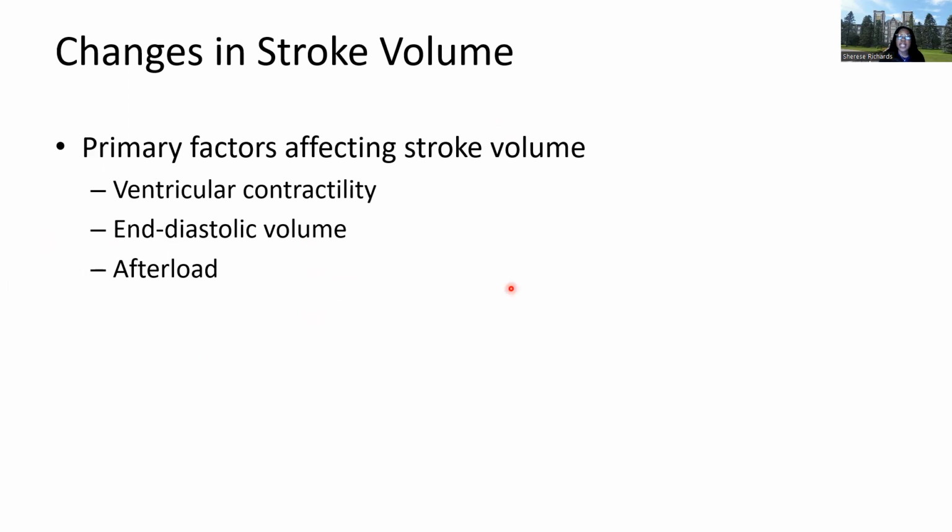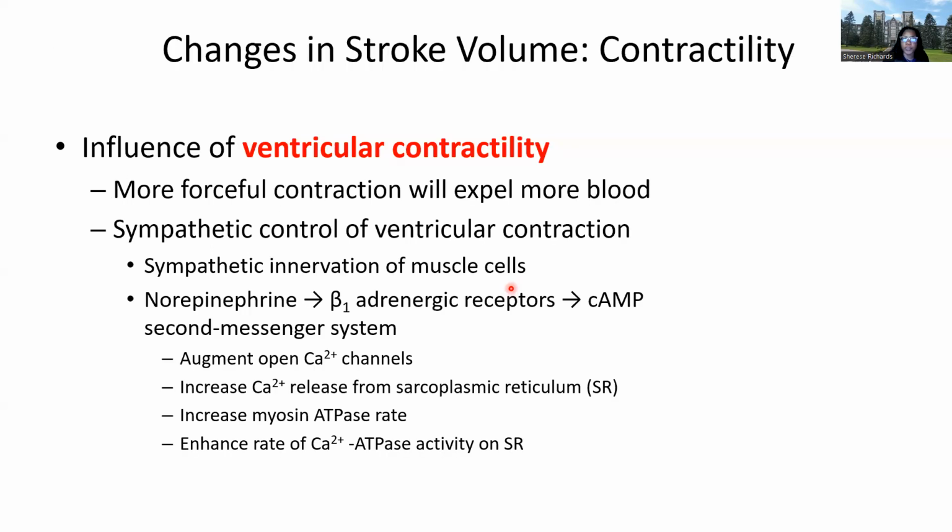The last factor is the afterload. And afterload is basically how much pressure exists in the systemic circulation, in the systemic vasculature, against which the stroke volume has to compete, right? Afterload is basically how much pressure exists in our systemic vasculature. And so that is going to play a part in the stroke volume because the stroke volume has to work against any peripheral resistance that exists in our systemic vasculature. Okay, so these are our three factors that will influence stroke volume.